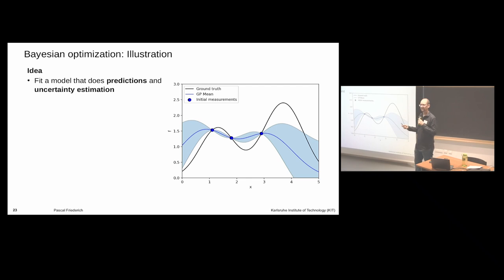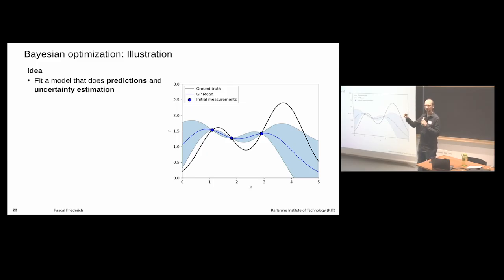But this can also be extended. So if you have measurements and you already know that there's a certain uncertainty connected to your measurements, you can also use a Gaussian process model that takes that into account. So you're not forcing it to perfectly fit the data points, but you can make a Gaussian process model that's not having 0 uncertainty in these data points.